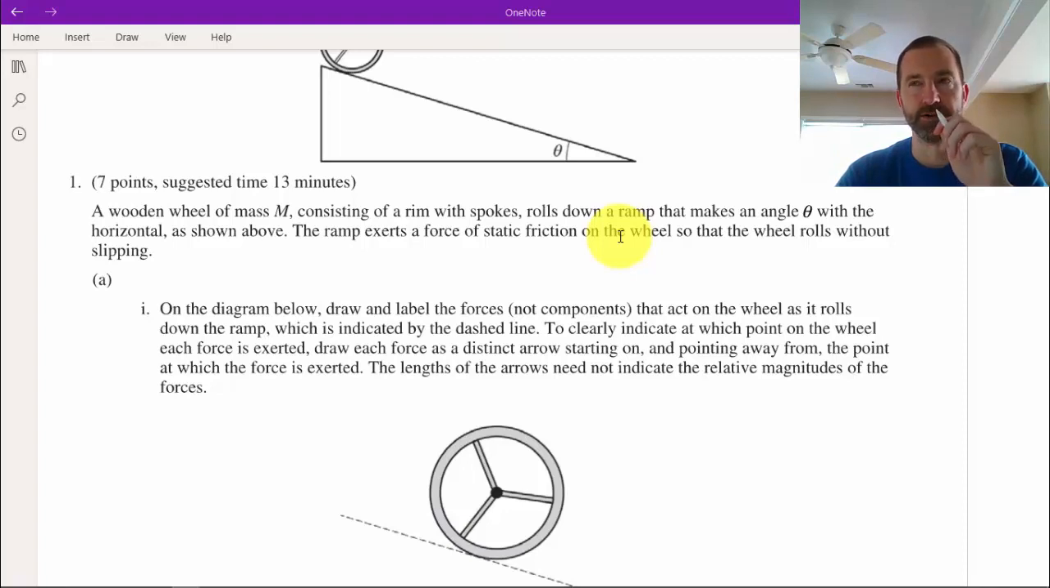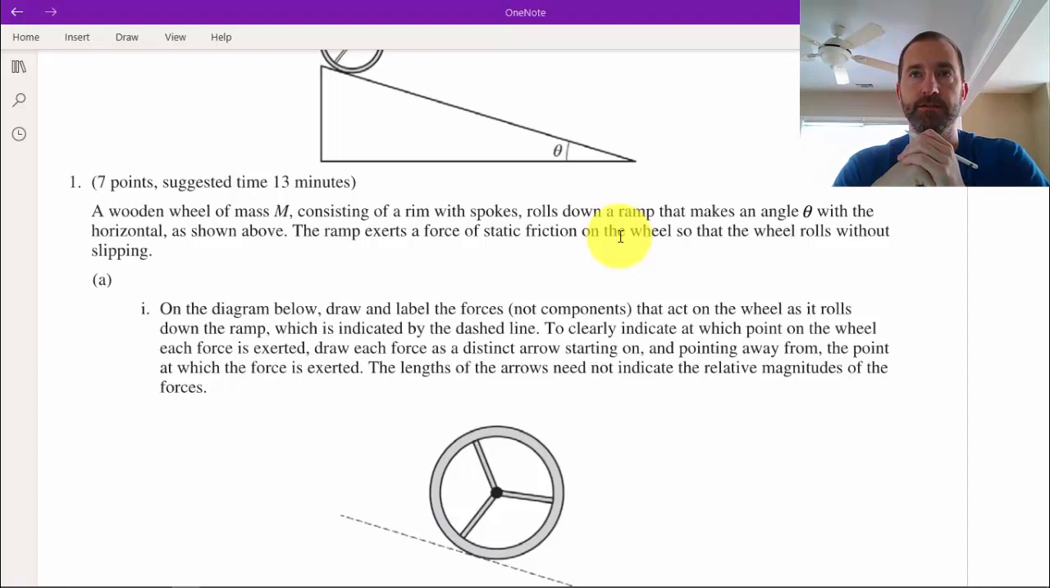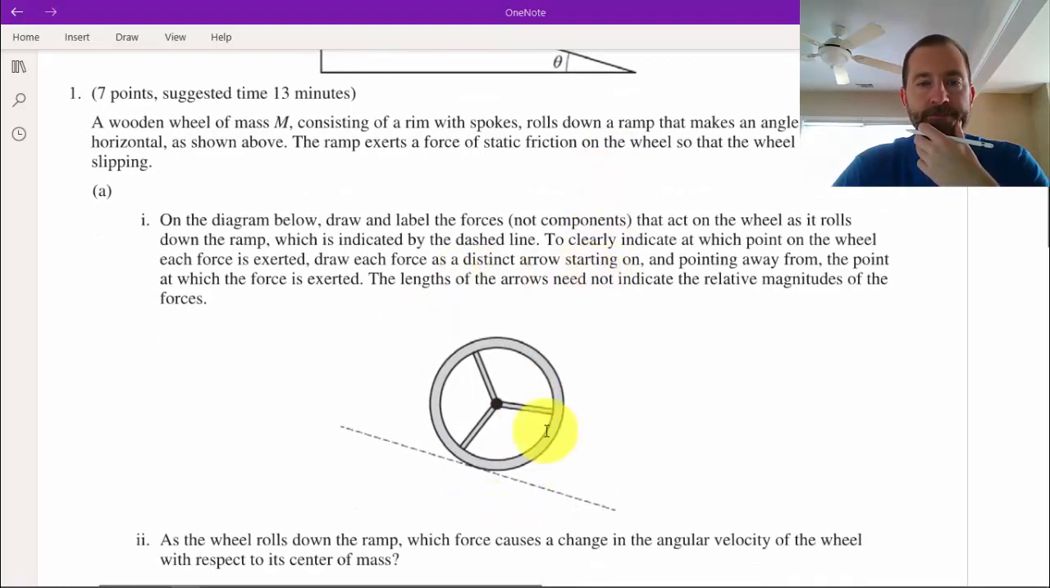the force is exerted. So they're specifically saying, don't replace this wheel with a dot and have all forces acting off of one dot. Draw them exactly where they're making the forces exerted in terms of points of contact. Or for gravitation, it would be at the center of mass. The lengths of the arrows need not indicate relative magnitudes of the forces. Well, that's nice. So they want us to do that for part A.